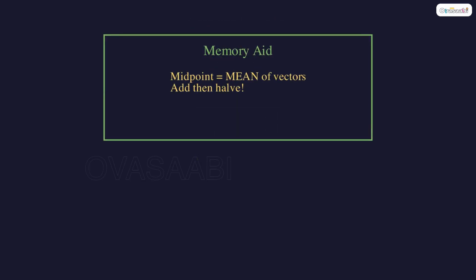Memory aid. Think of midpoint as the mean of two vectors. Add them together, then halve the result. Write this formula in your exam. M equals (A plus B) all over 2.